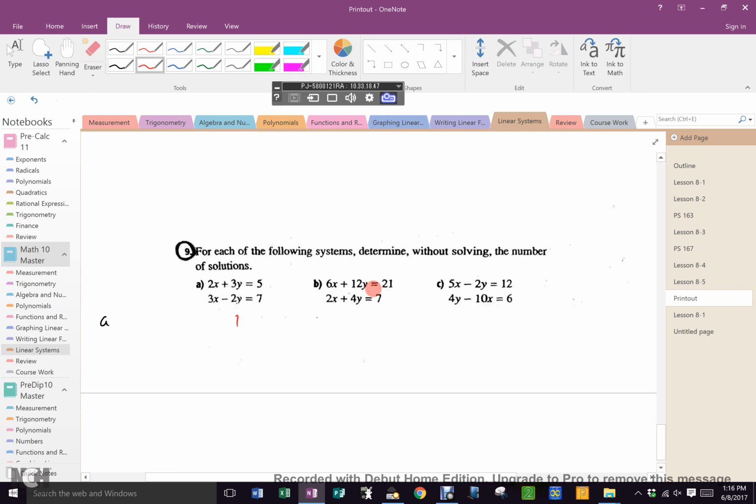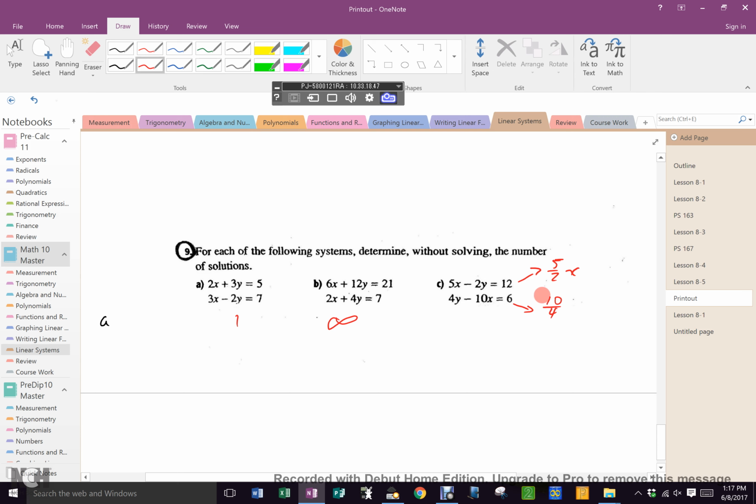What about this guy? Infinite. Why? They're all times 3. It's the exact same line, isn't it? Right? What about this one? I only have to check slope, right? So this guy is negative 5 over 2. And what's this guy? 10 over 4.